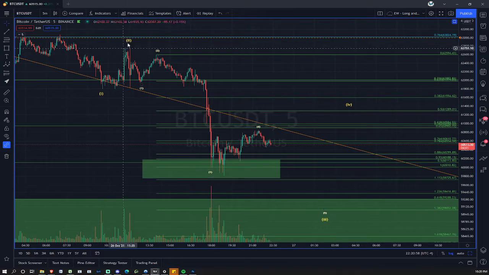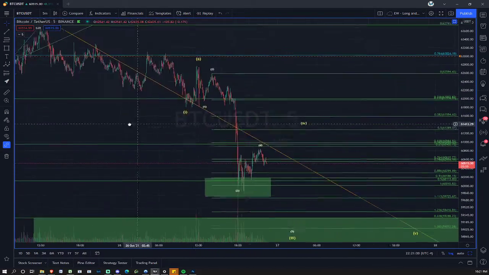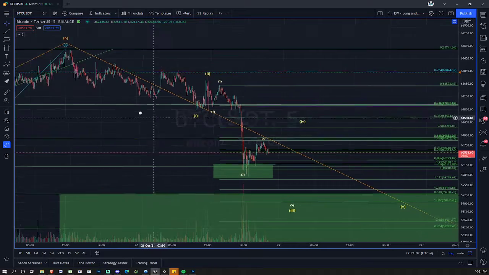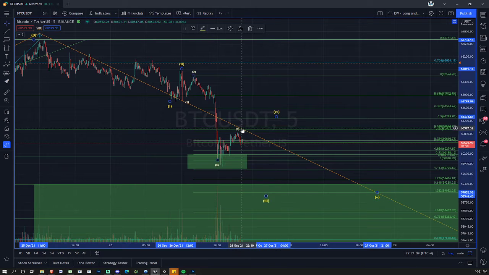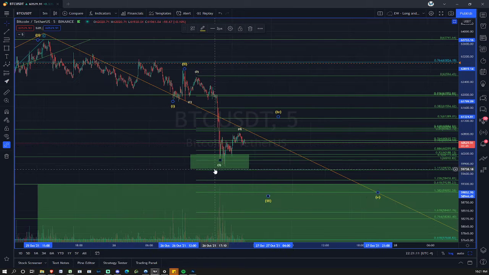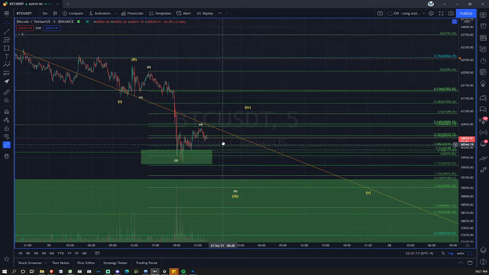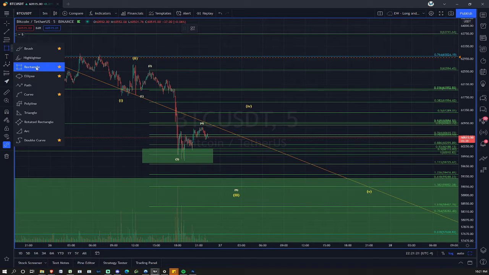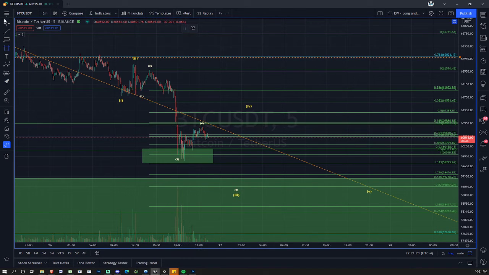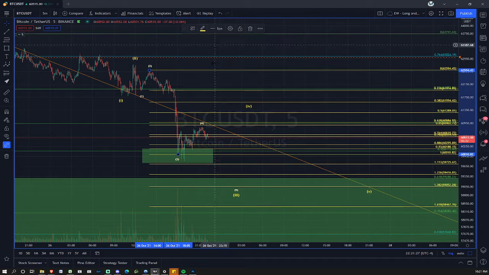Okay, so basically looking for the 5 waves within this 3 here, right? And so right now, I'm going to lean towards the probability that we maybe are going to come down a little further here. So let's go micro. Sorry, let me change this color so I don't confuse myself.